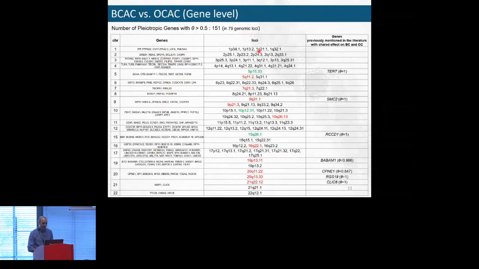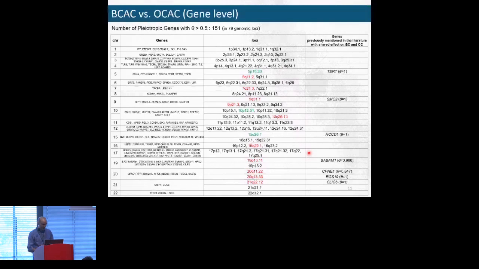This is the number of genes, and for better understanding, we also provide the loci where these genes are located. The 3 green loci are the ones that we showed in the GWAS, and they also appear here. The red ones are loci where the genes located there have been previously mentioned in the literature, and the black ones are assumed to be new potential pleiotropic genes.